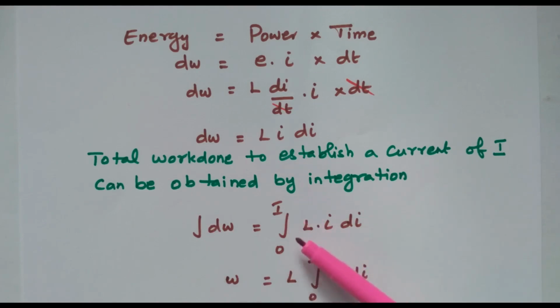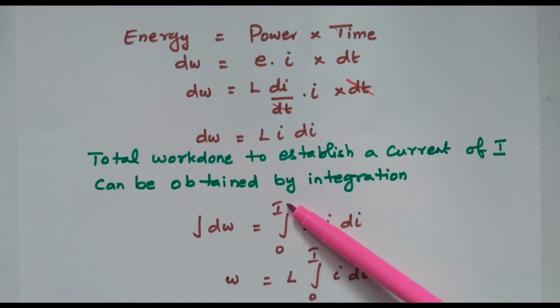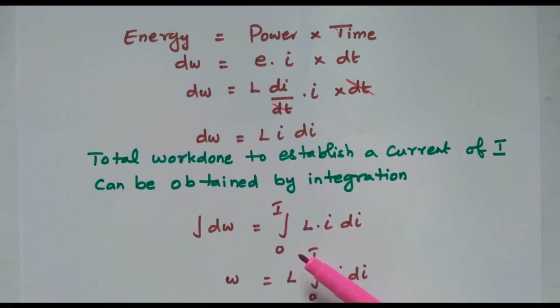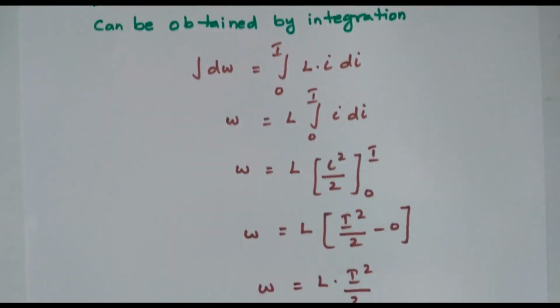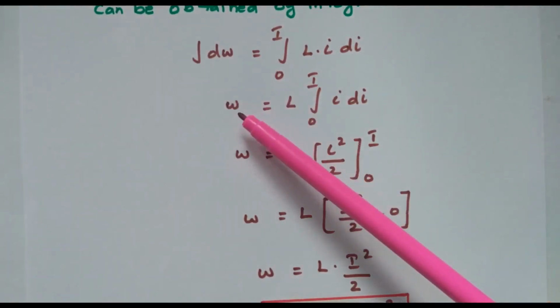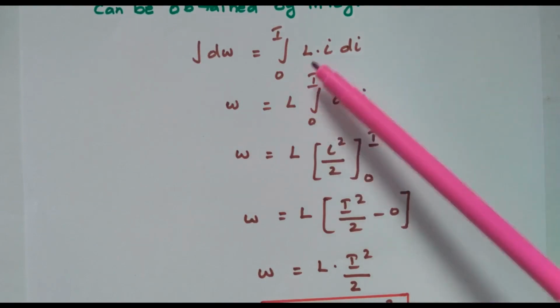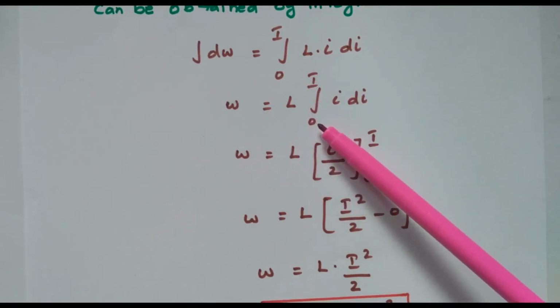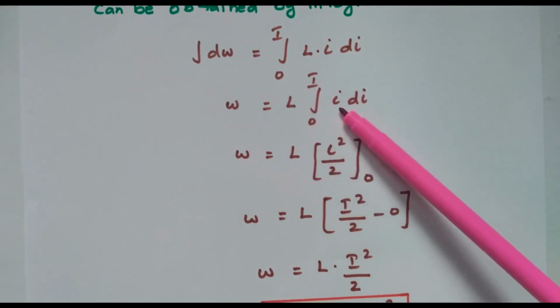What is the limit? The work done is nothing but increasing the current from 0 to the maximum value of current I. So the limit is from 0 to I. The work done is nothing but increasing the current from 0 to I. Now we'll go for this integration. So integral dW equals W, and this L is constant. Only we need to integrate i di from 0 to I.